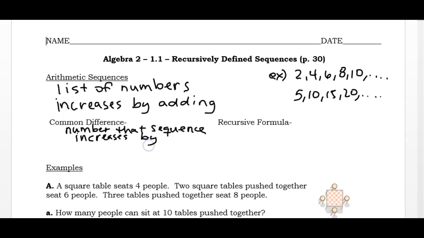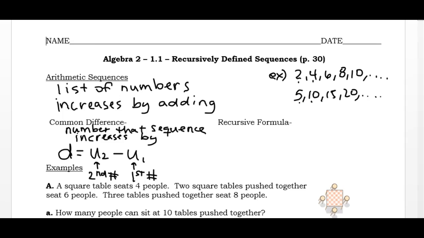And the formula for finding that, if it's not so obvious, to get the common difference, we take the second term and we subtract the first term. And that's what this notation means. Second number in the list minus the first number in the list. So my first example up here, if I took 4 take away 2, I'd see that it was going up by 2 every time. 10 take away 5, I'd see that it was going up by 5 every time.